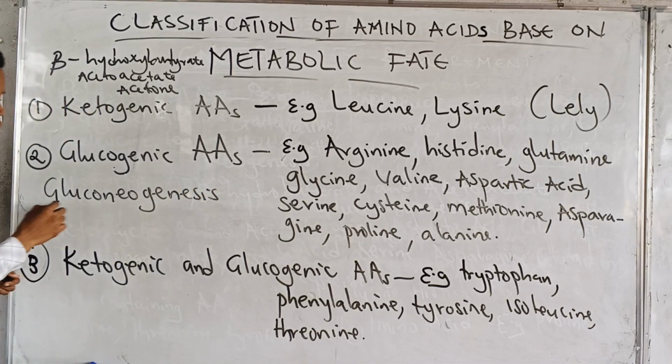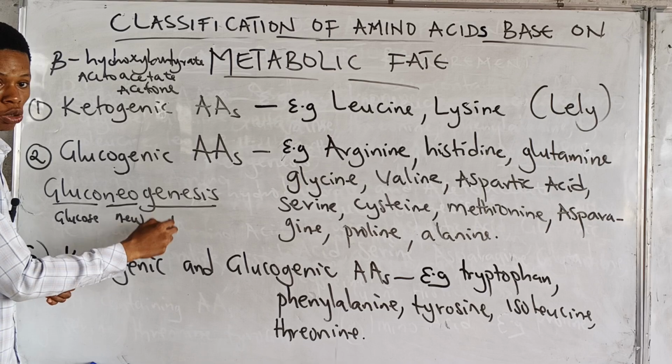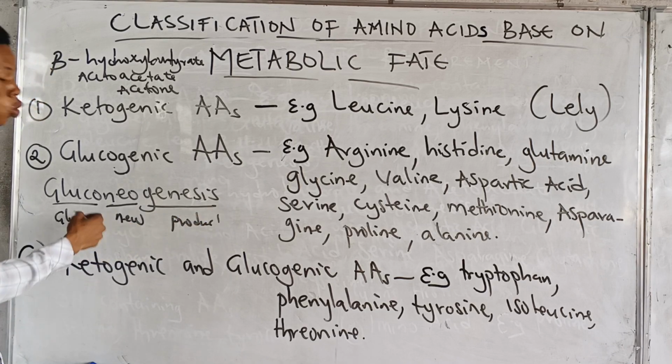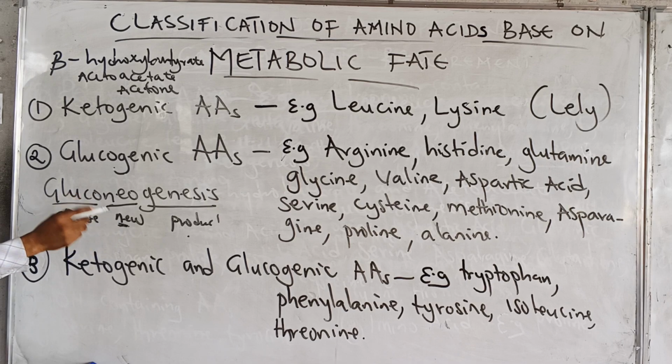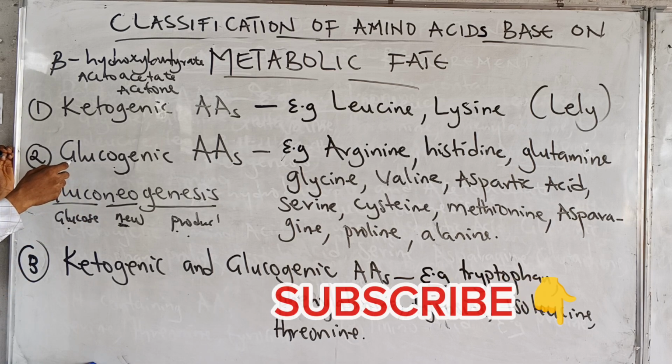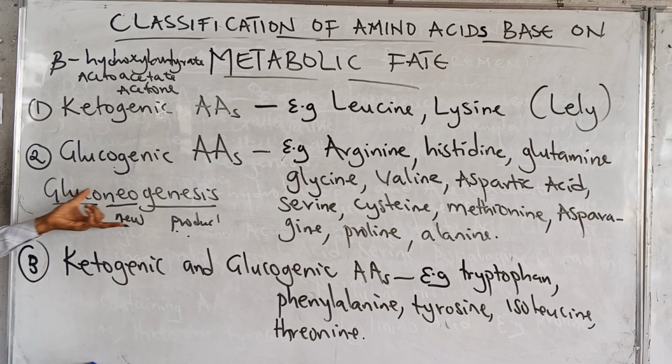Gluconeogenesis. We already know we're talking about glucose, and we're talking about new. Genesis means production. So gluconeogenesis is the production of glucose from new sources. Where did we used to get glucose from before? Carbohydrate. But now we are getting it from a new source, amino acid. You can get it from other sources too, but amino acid is one. So gluconeogenesis is the production of glucose from non-carbohydrate sources. All right, so that's that.